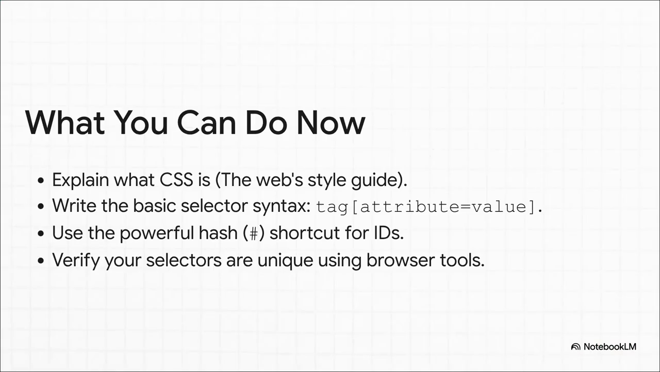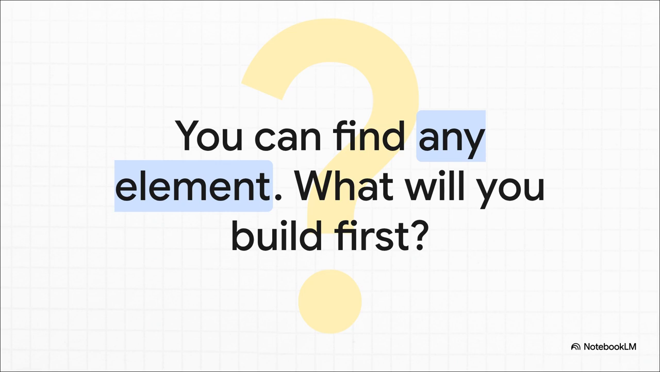have. So let's do a quick recap of what's in your new Superpower Toolkit. You can now explain what CSS is, the web style guide. You can write out that basic selector syntax for any attribute. You know how to use that powerful hash shortcut for IDs. And most critically, you know how to verify that your selectors are unique, which is going to make your automation scripts so much more stable. You've basically gone from guesswork to a real engineering approach for targeting elements on a page. So the only question left is, now that you can reliably find pretty much any element, what are you going to build first?